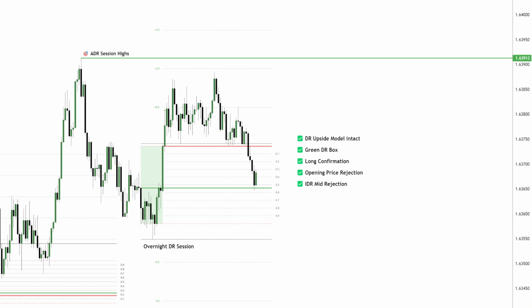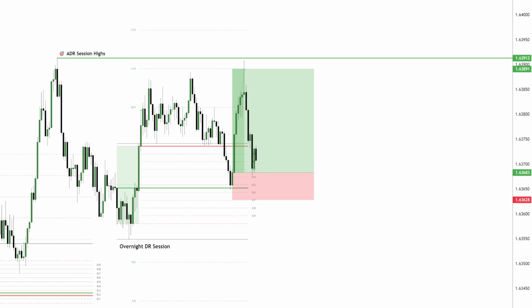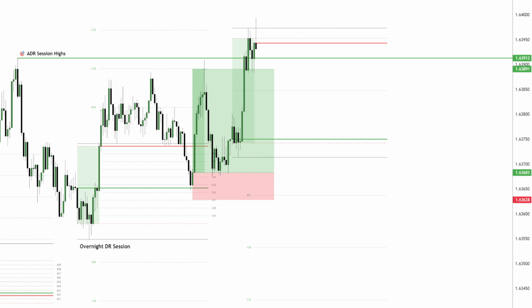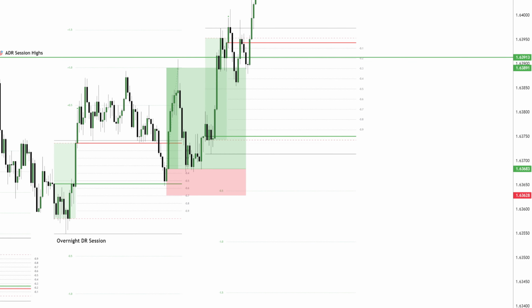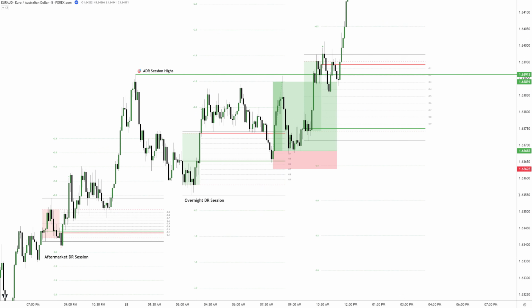Now it gets interesting. We have multiple confluences aligning. A DR upside model intact, a green DR box with a long confirmation and rejections from the opening price and IDR mid. You can't ask for a better setup, can you? Almost at the end of the session, price reaches the next standard deviation level of 1 and continues the DR upside expansion model into the regular trading hours. What a beauty.